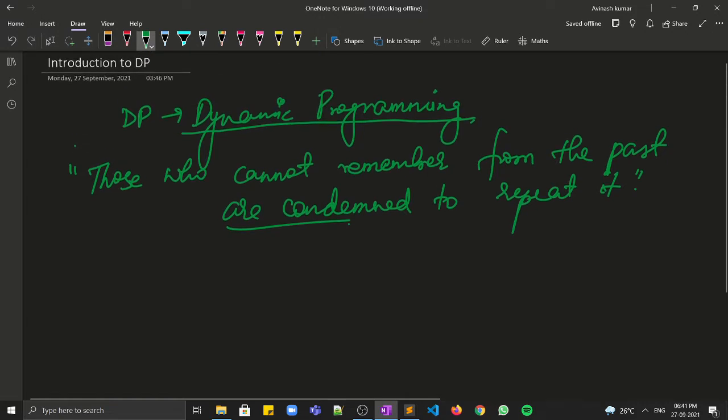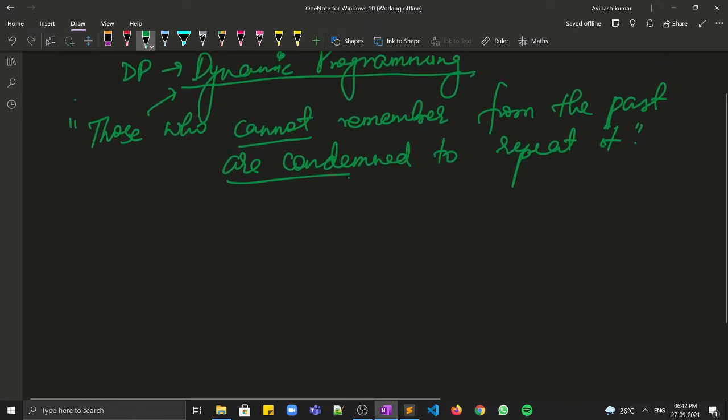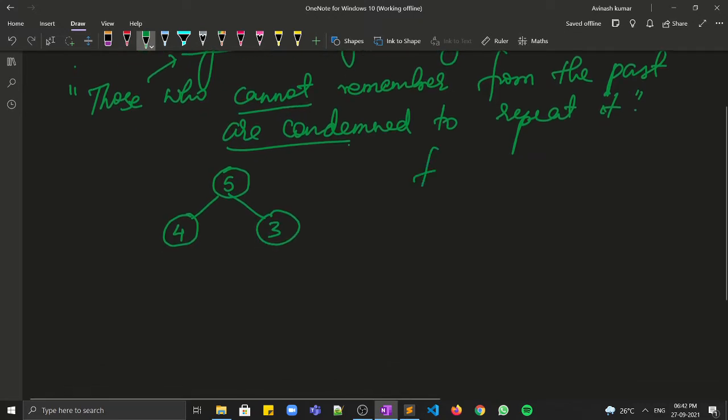So this is the code related to dynamic programming. What we do, like in a recursion, if you want to draw the Fibonacci tree for 5, you can call Fibonacci of 4 and Fibonacci of 3, because the Fibonacci function is nothing but f of n is equal to f of n minus 1 plus f of n minus 2.